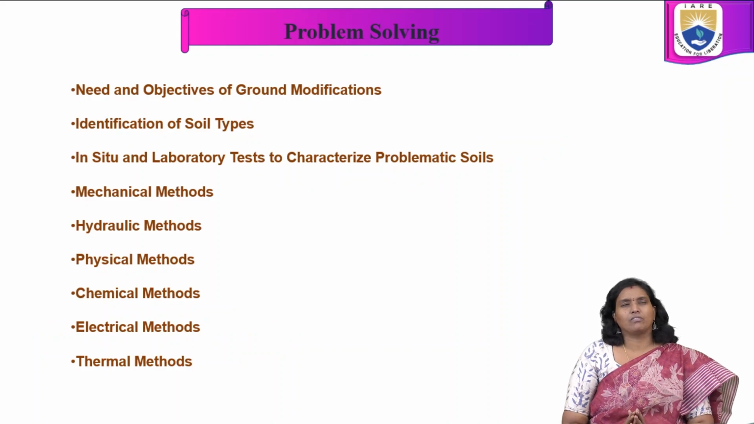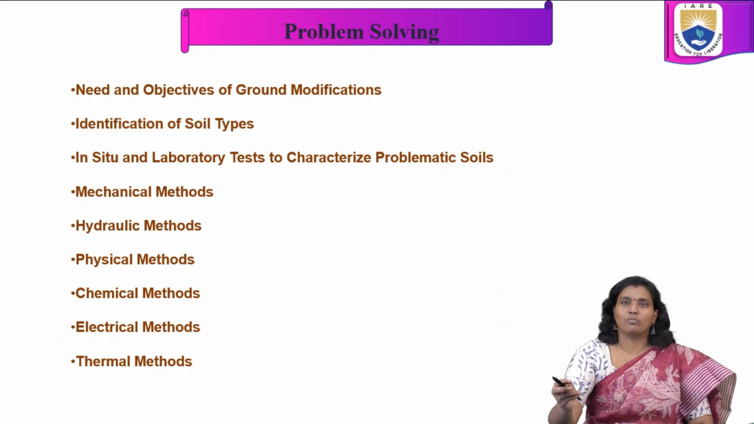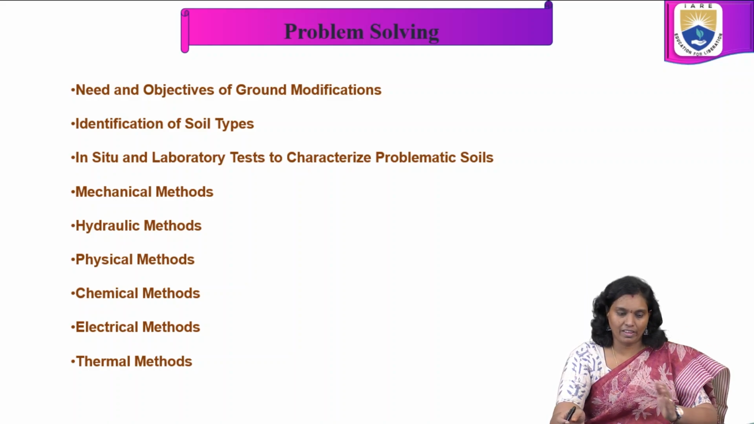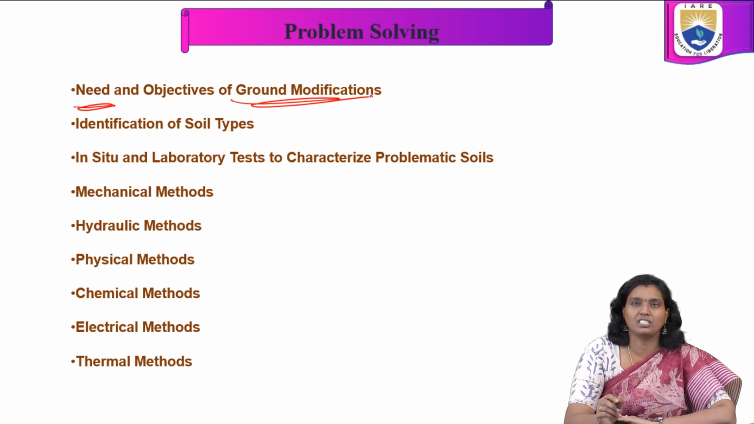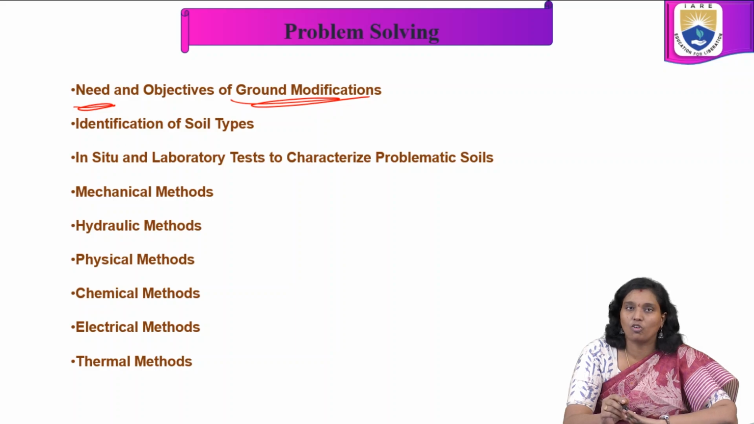So here we have different things we are going to observe in our ground modification. That is, what is the need? That is a very important thing. Why do we need the objectives of ground modification? What is the need of this? And what kind of objectives are involved in that? So these are the things involved in ground modification.